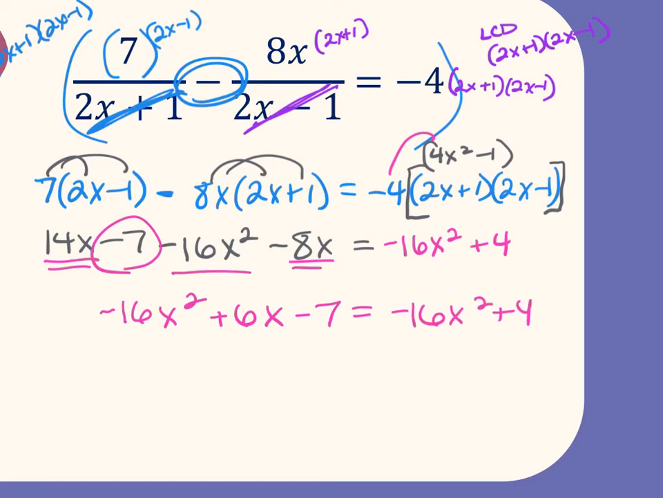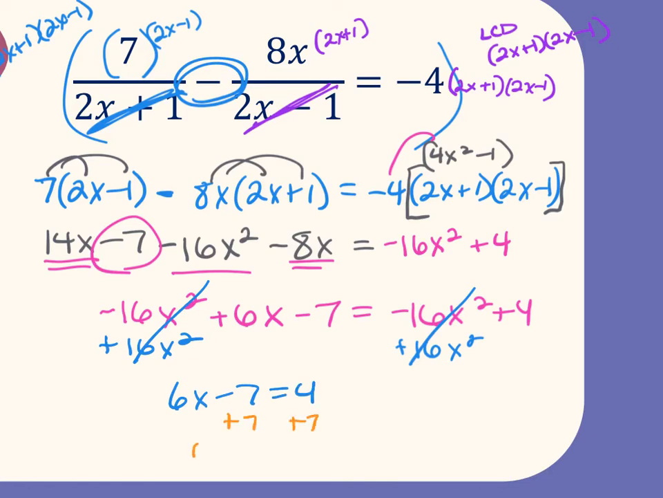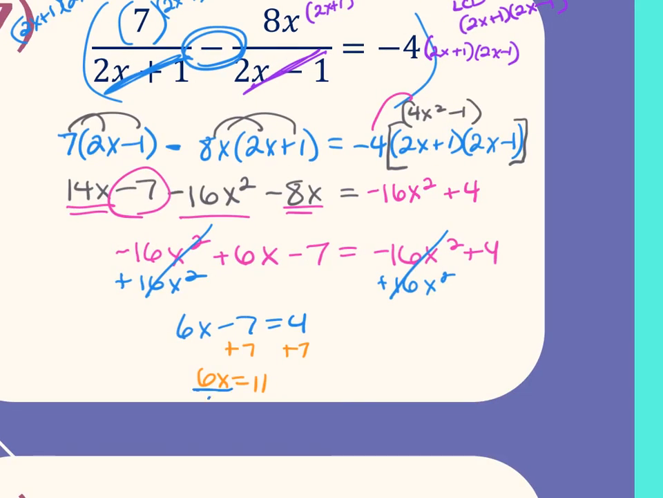Now I got an x squared to worry about, but if I add that 16x squared to both sides, it cancels out. 6x minus 7 equals 4. Add the 7. 6x equals 11. Divide by 6. And x equals 11 over 6. Now there's my answer so far.